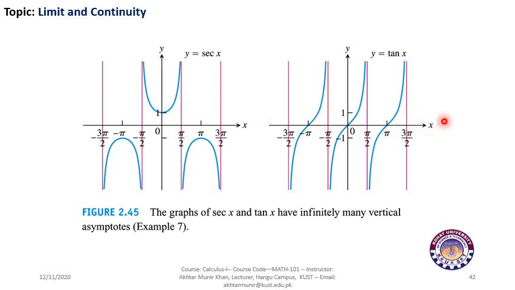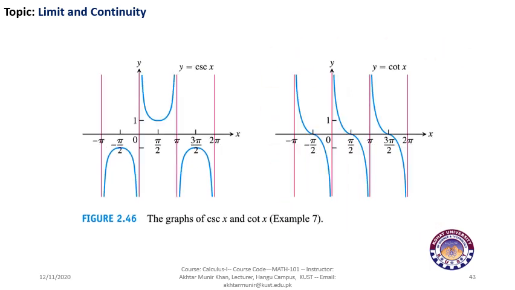So these are some vertical asymptotes of the tangent function, and these are the vertical asymptotes of the secant function. The graph of secant x has infinitely many vertical asymptotes. So it's not necessary that there is a finite number of asymptotes, vertical or horizontal. There may be more than one, or even infinitely many vertical asymptotes for a function. These are the vertical asymptotes for tangent x.